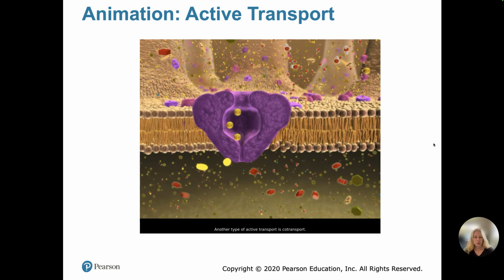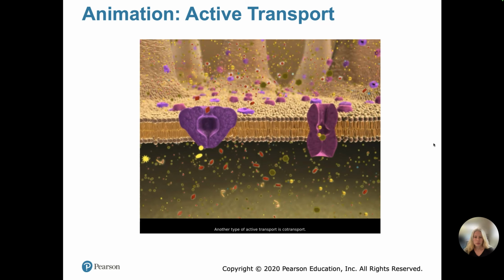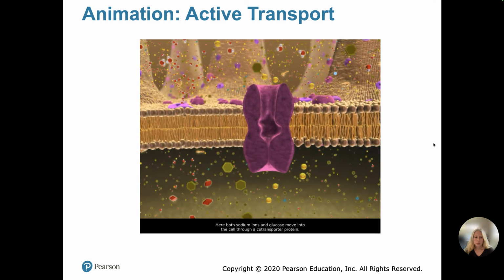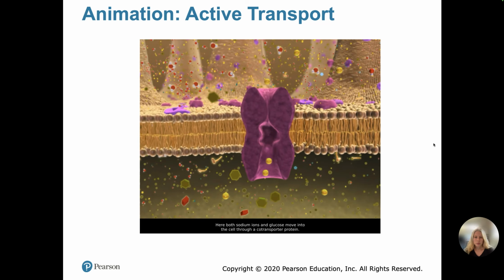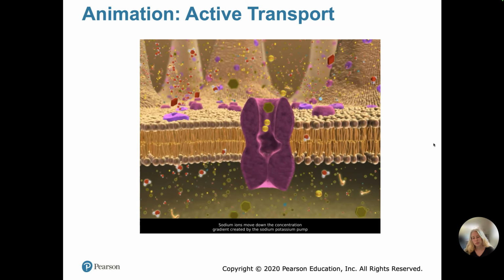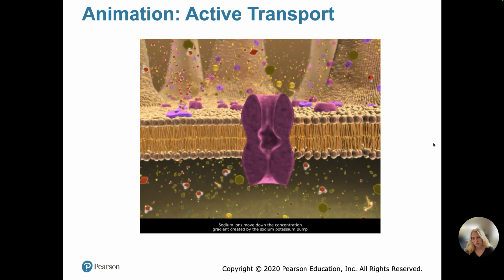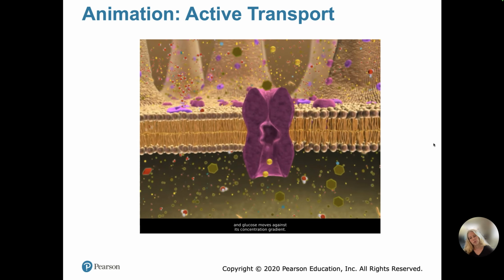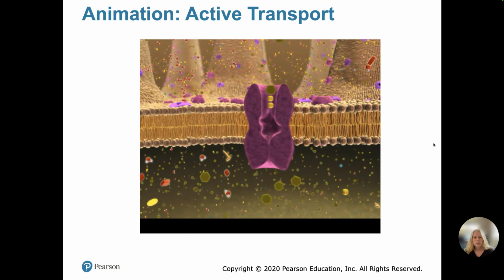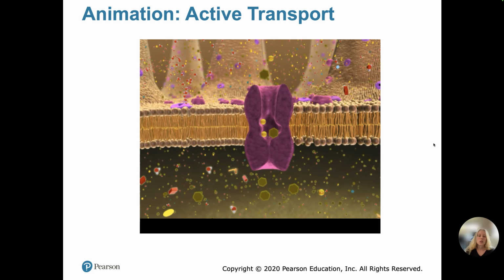Another type of active transport is co-transport. Here, both sodium ions and glucose move into the cell through a co-transporter protein. Sodium ions move down the concentration gradient created by the sodium-potassium pump, and glucose moves against its concentration gradient. So those are two real-world examples of active transport.